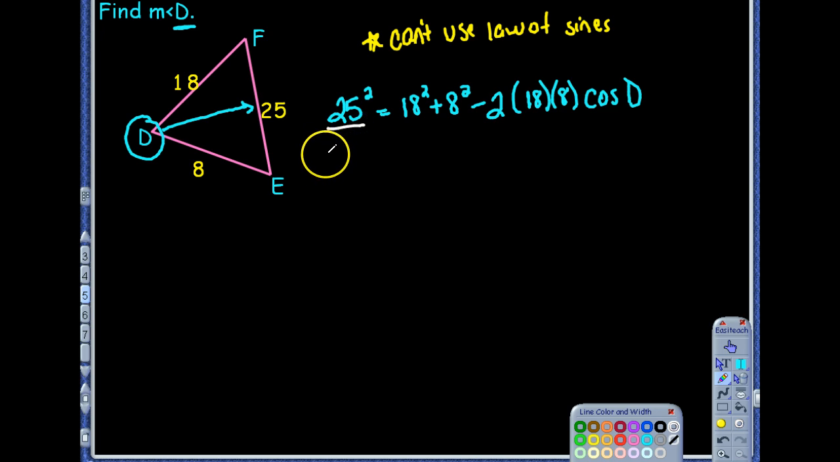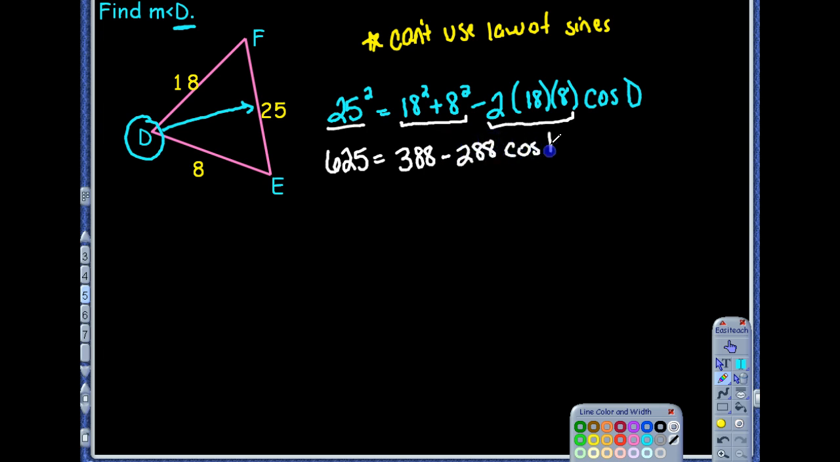All right, now let's go ahead and do some calculations. 25 squared? That's going to be 625. And then, guys, if you want to do 18 squared and 8 squared added together, that's going to be 388. And then minus, because I'm going to have that negative 2 times 18 times 8, that's going to be minus 288 cosine of D. Now, again, notice order of operations, all right? You squared those each individually, add them together, because you can do that, and then the other stuff you multiply together. And I'm doing all that before any addition or subtraction.